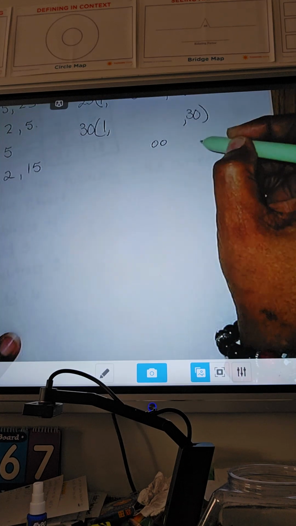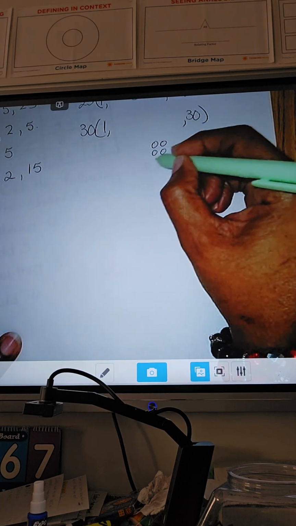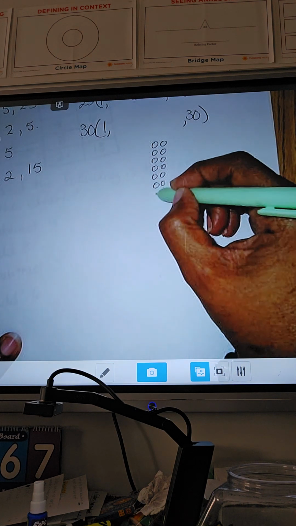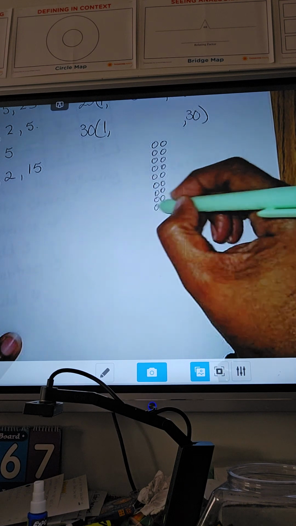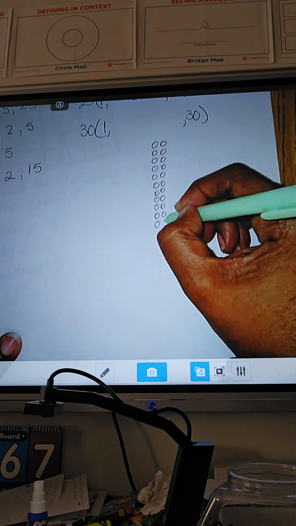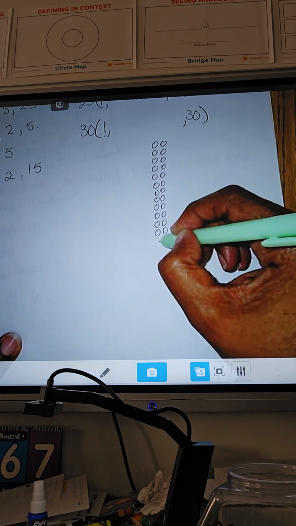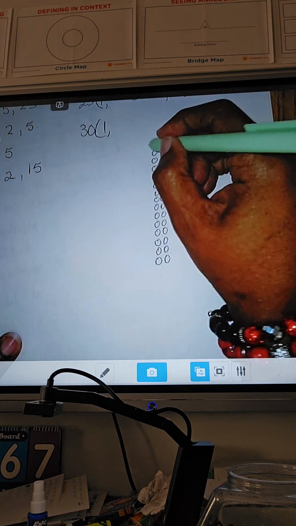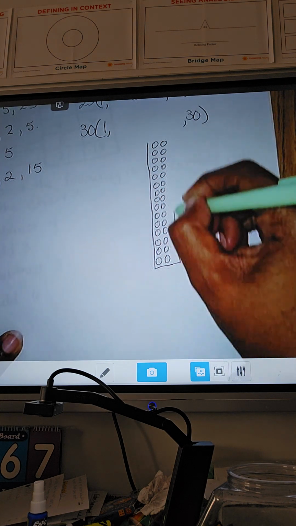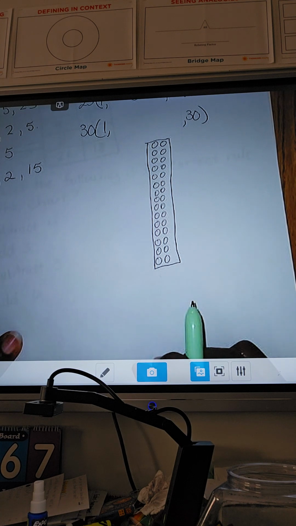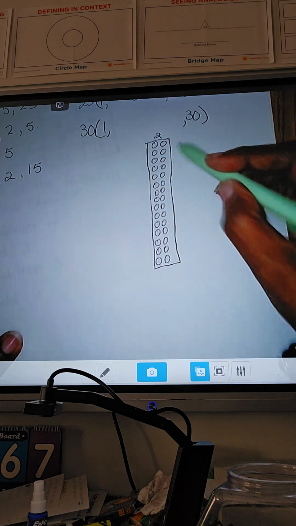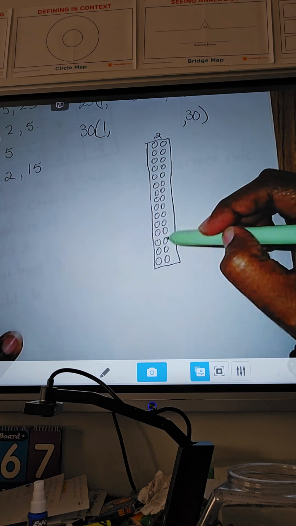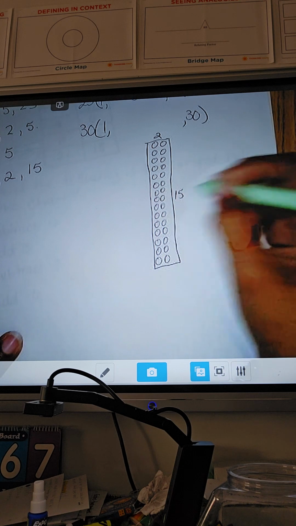1, 2. Put it in groups of 2. 1, 2, 3, 4, 5, 6, 7, 8, 9, 10, 11, 12, 13, 14, 15, 16, 17, 18, 19, 20, 21, 22, 23, 24, 25, 26, 27, 28, 29, 30. Well, look at that. We can use 2. It makes a complete rectangle or an array. So 2 on top, how many on the side? 1 through 15. So 2 times 15 equals 30.